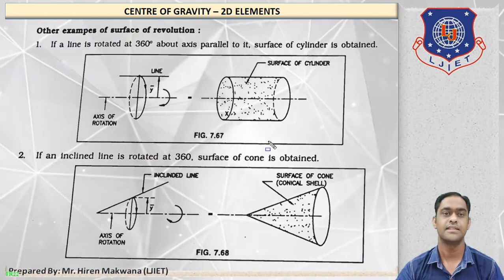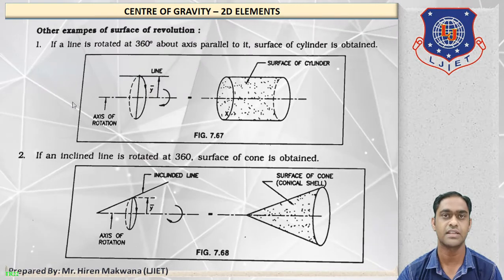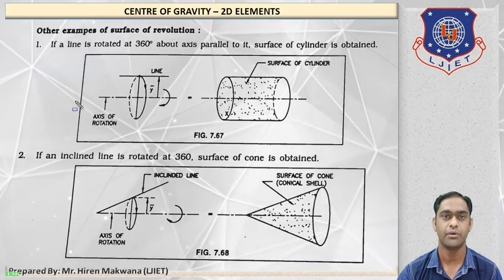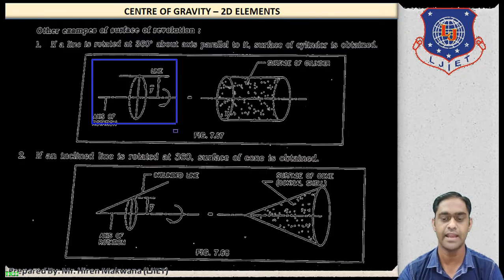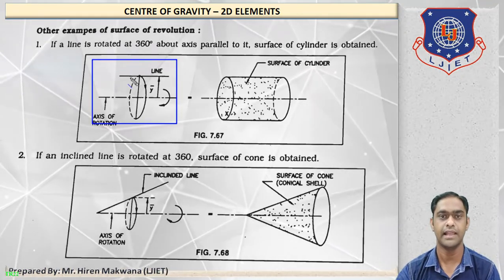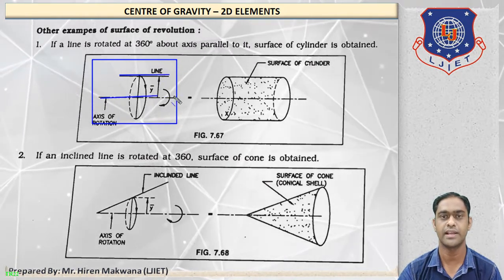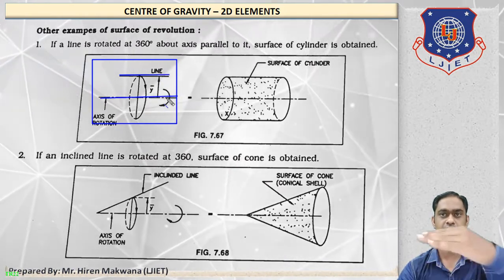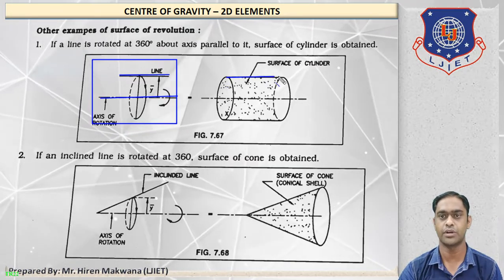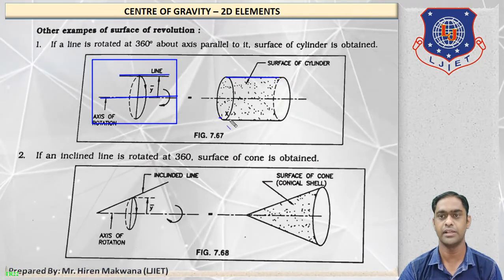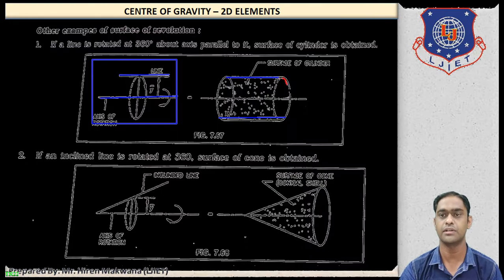Before that, let us see some more examples. In the first example, in the first derivation, we just studied the sphere. Now, in this case, if you rotate a line like this about this horizontal x-axis up to 360 degrees, then what happens? By rotation of this line, you will get a continuous cylinder, meaning a horizontal cylinder.